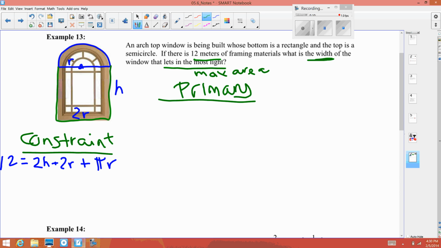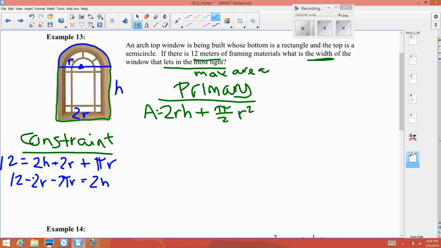Okay, so we have 2RH for the bottom plus 1/2 pi r squared for the top. So let's go ahead and solve for one of the variables. I pick h because why not? I have two r's, maybe that'll be harder, I don't know. So I'm going to get anything without an h over here. Minus, that's pi r. And divide everything by 2, so I get 6 minus r minus 1/2 pi r equals h. Plug it into my function.